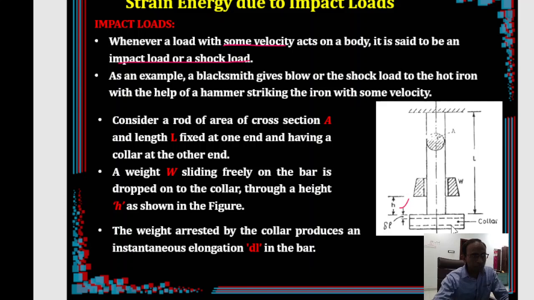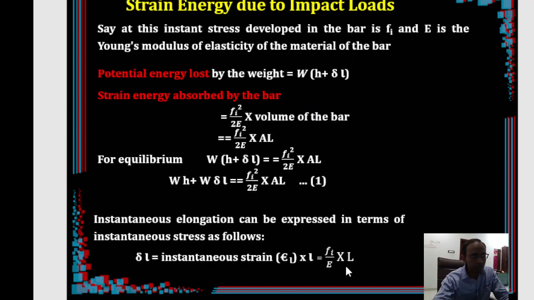Okay, so this is the scenario of the loading, right? There was a rod, then there was a collar attached to it, and there is a sliding weight at a height h. The length of the rod is L and the cross-sectional area is A. At a particular instant, suddenly we release the weight and it hits the collar. As a result, there was a deformation in the rod by an amount delta L, or dL, you can say.